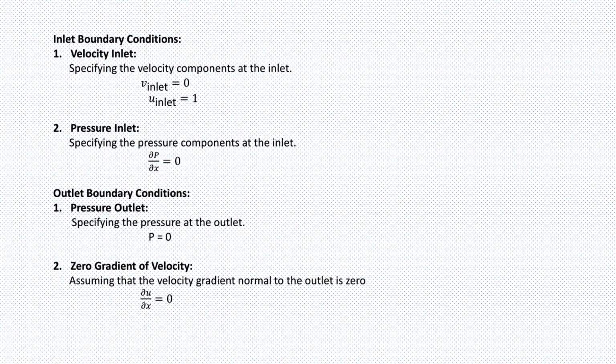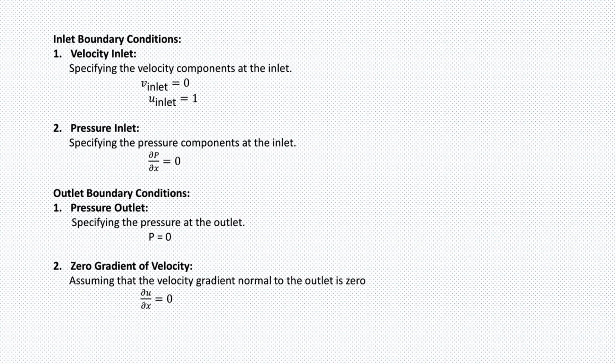Now look at the inlet boundary condition. The first one is the velocity inlet, specifying the velocity components at the inlet, that is v inlet is equal to 0 and u inlet is equal to 1. The second one is the pressure inlet, specifying the pressure condition at the inlet, that is ∂p/∂x is equal to 0.